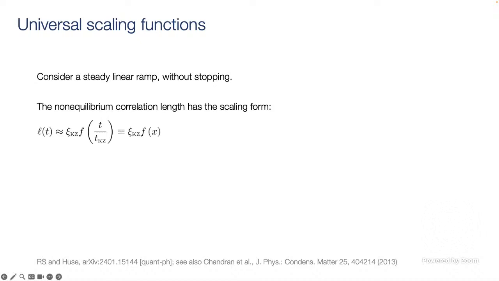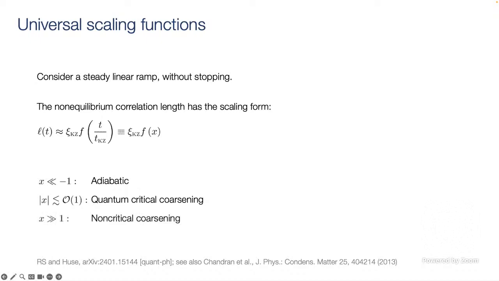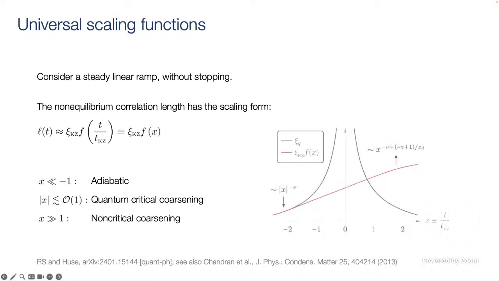Now, how does this function encompass all the information as we go through the quantum critical point? So when x is much smaller than 1, or my time is much less than the Kibble-Zurek time, I'm effectively in the adiabatic regime. When x is of order 1, I'm in my quantum critical regime, so the time is comparable to t Kibble-Zurek. And when x is much greater than 1, I'm in the non-critical coarsening regime. So this function essentially takes me through all 3 regimes that I encounter in case 1.